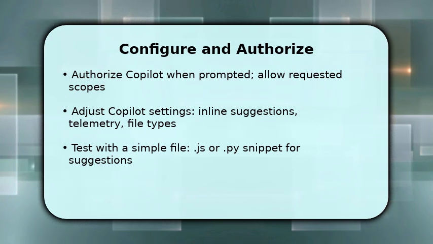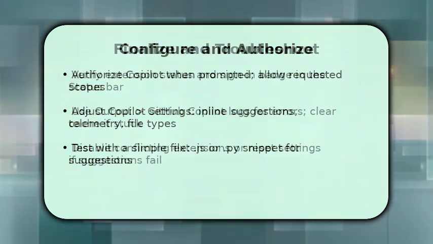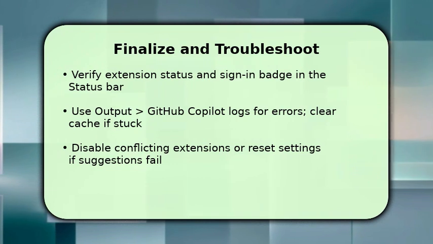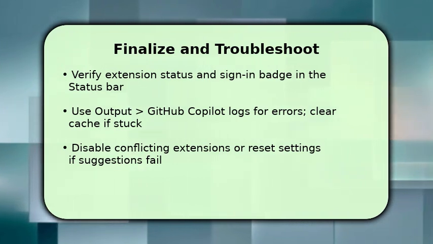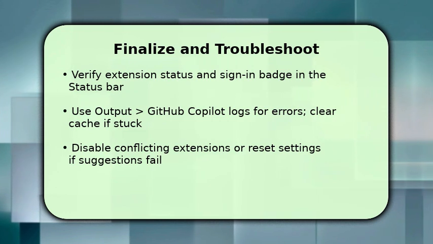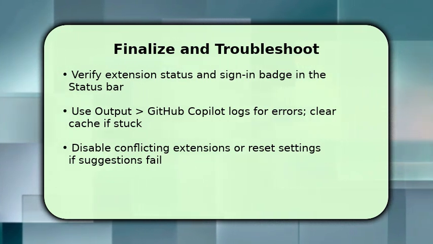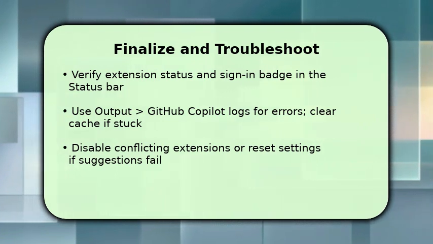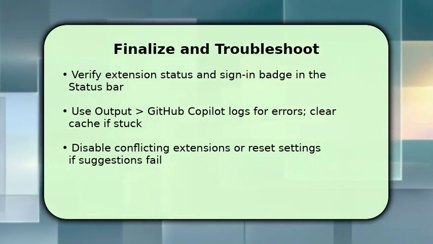You finish by confirming Copilot is active. Check the status bar and the extension panel for a signed-in badge, then try a real coding task to validate workflow. If suggestions stall, open the output panel, select GitHub Copilot logs, and review errors. Clear extension cache or reload the window to refresh tokens.